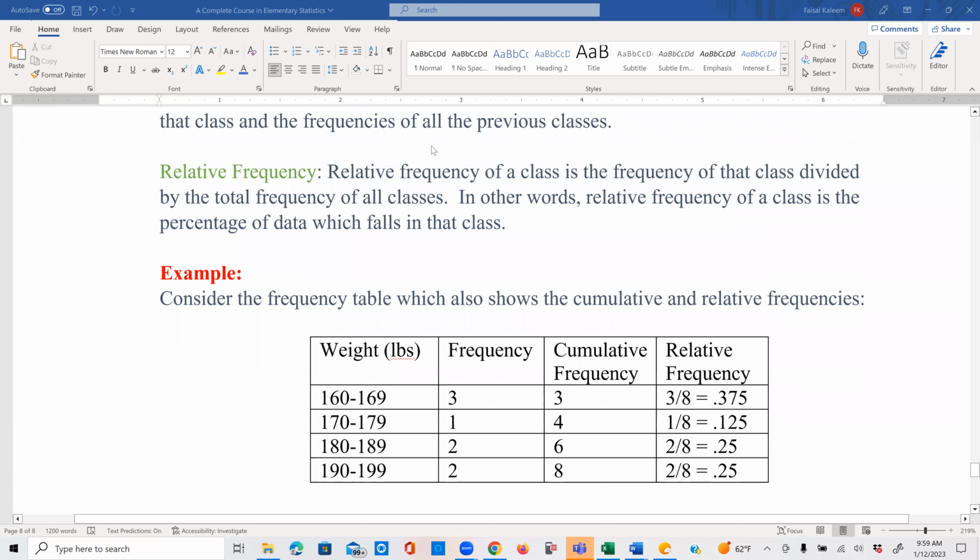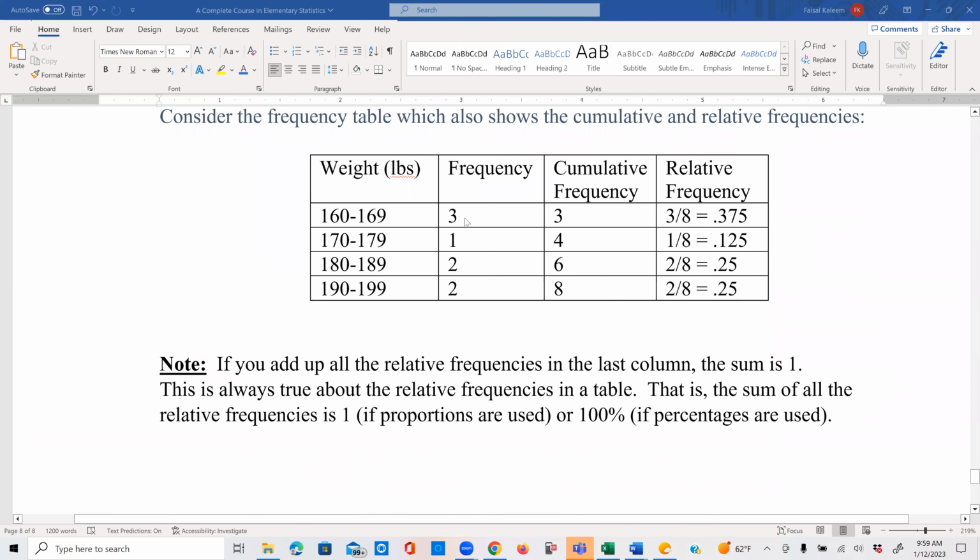Now, the relative frequency of a class is the frequency of that class divided by the total frequency of all classes. So this is what we do if we are using proportions, but we could also use percentages, in which case the relative frequency of a class is the percentage of data which falls within this class. So basically, to get the relative frequency of the first class, we divide this frequency by the total frequency, which is 8. If you add up all these, you get 8.